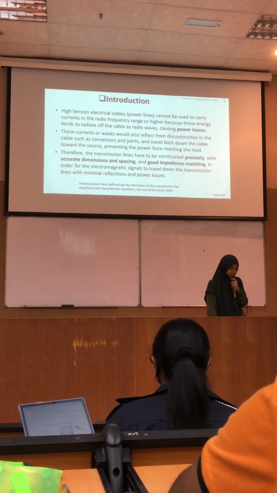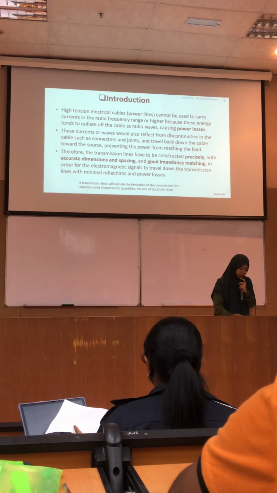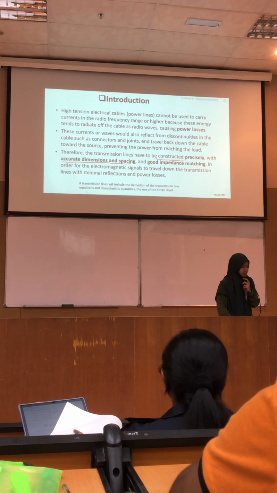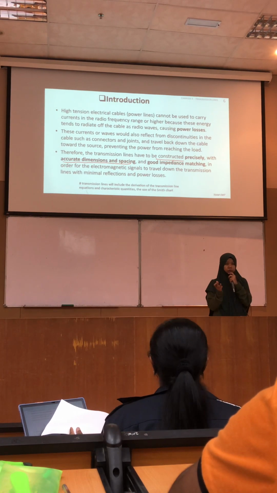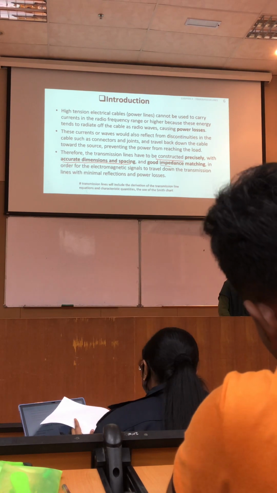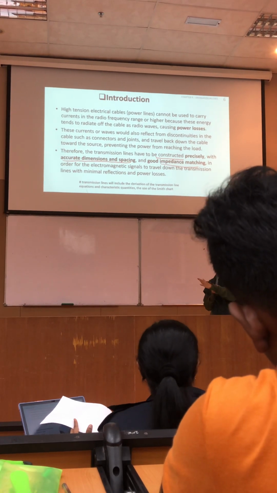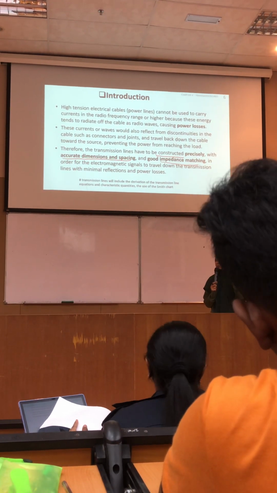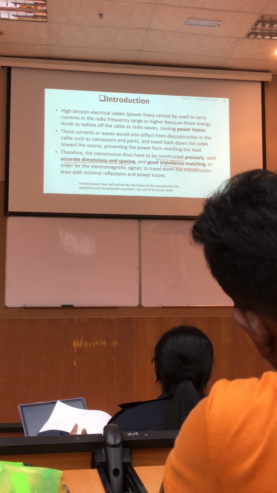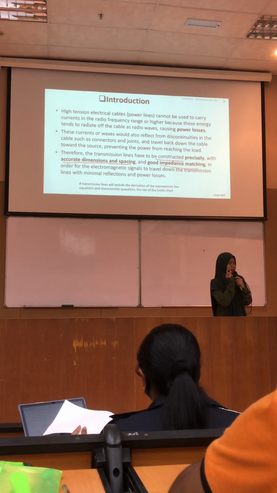The most important thing in transmission line is to construct or design the transmission line with accurate dimension and spacing, according to the load or applications. The second most important thing, which is related to our subject, is to have good impedance matching, Z in equals Z L, with respect to Z naught. So the most important thing in this electromagnetic subject is to cater the problem of good impedance matching.